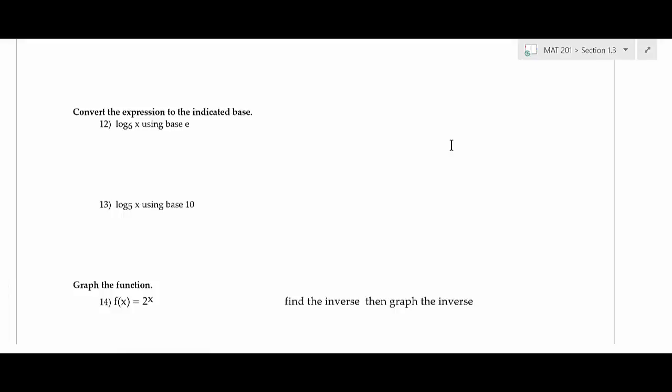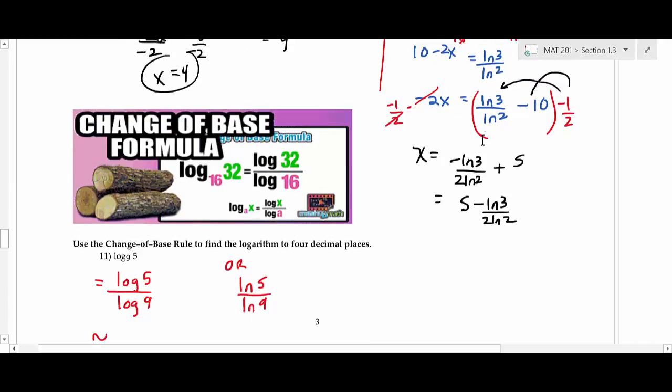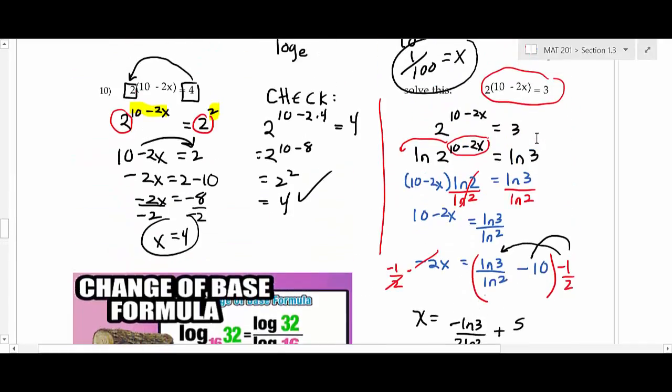On that problem we did before, the 2 to the 10 minus 2x equals 3, could we have done that one by just rearranging it and saying log base 2 of 3 equals 10 minus 2x and solving from there? Say that one more time. So could we have rearranged this to say log base 2 of 3 equals 10 minus 2x and solve from there? Yes. Yeah, you're saying use a base 2 log. Is that what you're saying?